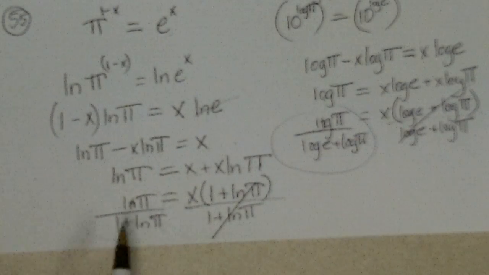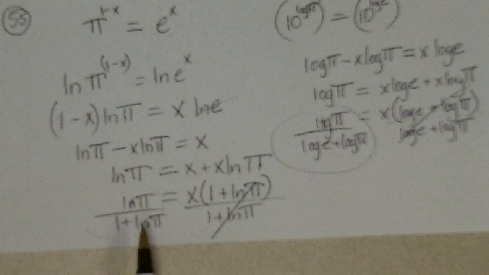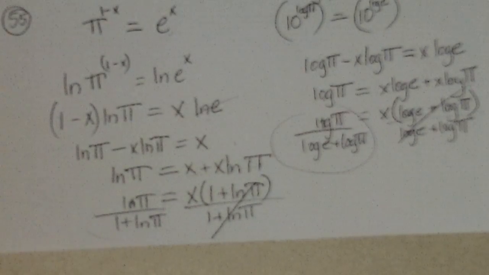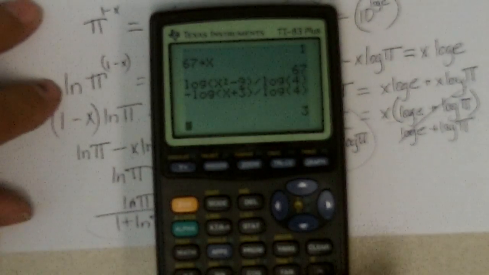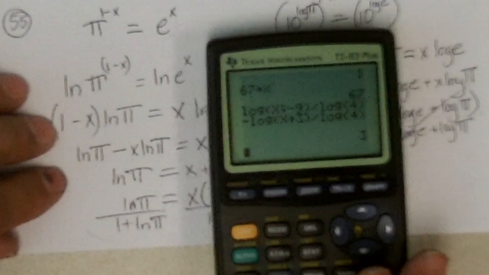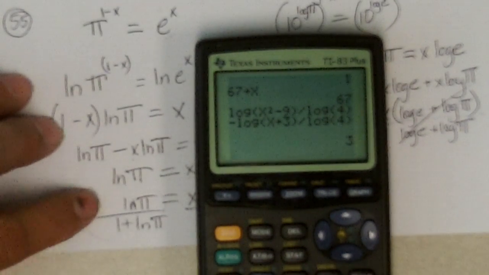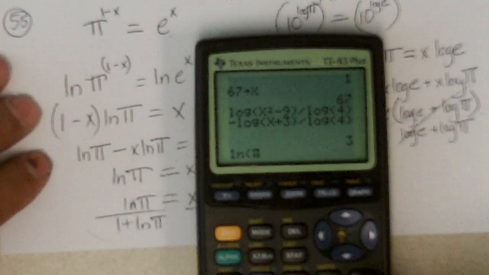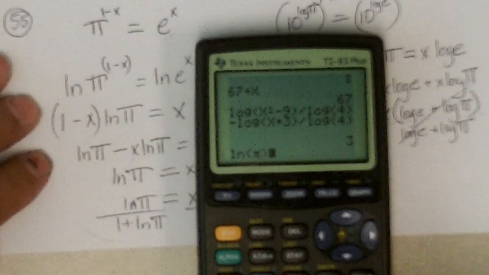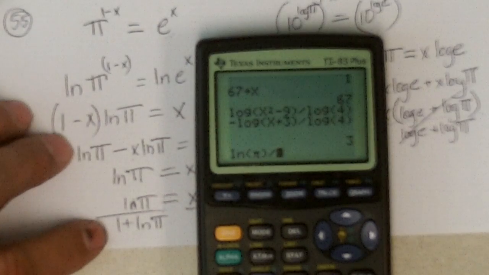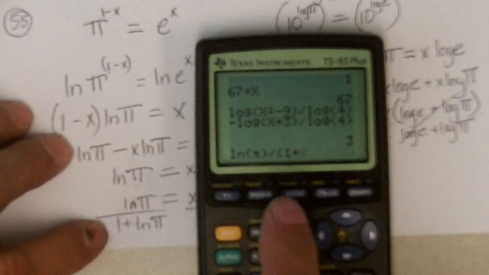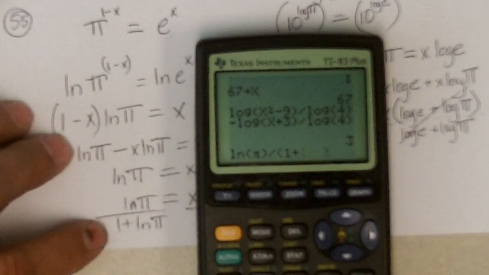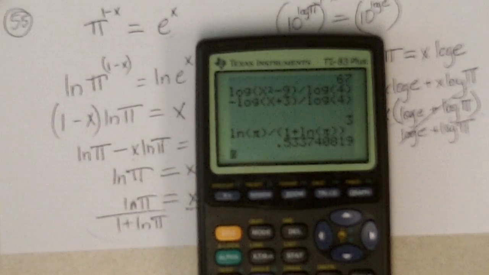Now, you can do the arithmetic on this, and you should get the same answer. I should check my answer. So let's do ln pi divided by parenthesis 1 plus ln pi, and I get that number.